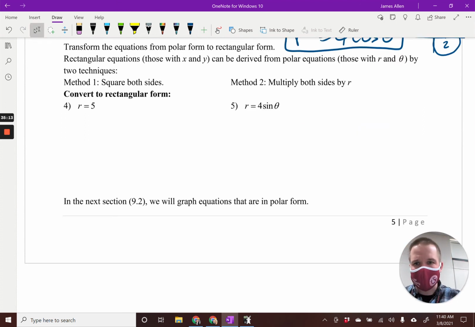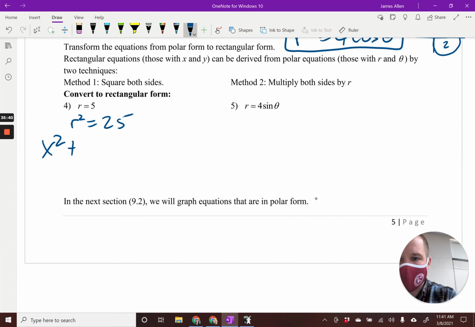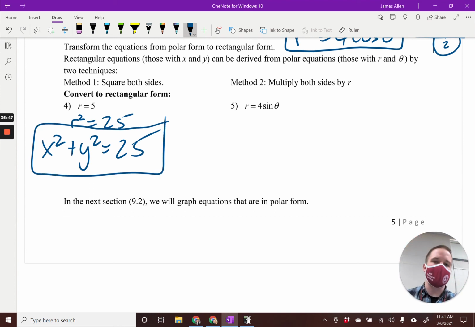All right, so now going back the other way, transform the equation from polar form to rectangular form. Rectangular equations are those with the x and the y, right? So we want to get x and y into these. All right, we're going to get rid of the r's and the thetas. There we go. All right, so method 1, square both sides. If I were to square both sides here, I'd have r squared equals 25. And what do we know about r squared? That's equal to x squared plus y squared. And bada boom, bada bing, I am in rectangular form.